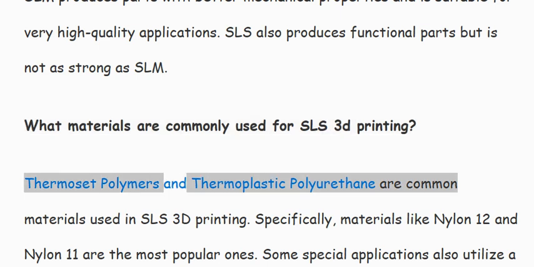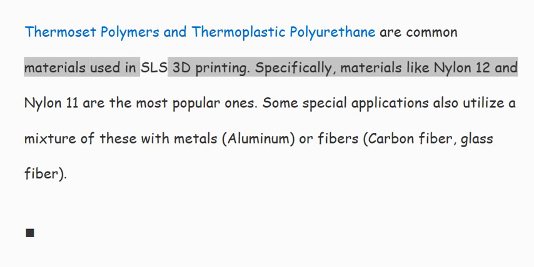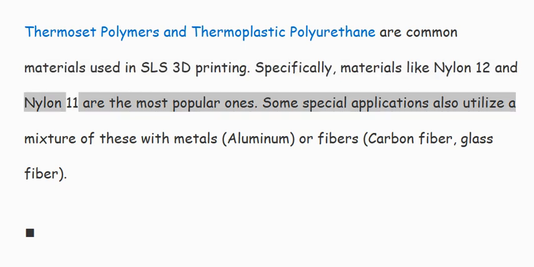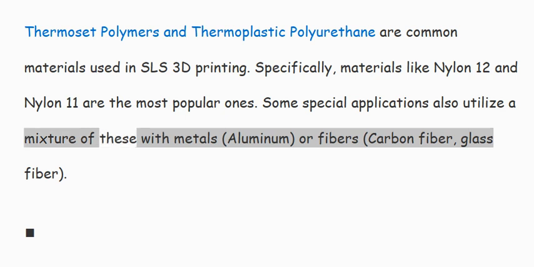Thermoset polymers and thermoplastic polyurethane are common materials used in SLS 3D printing. Specifically, materials like nylon 12 and nylon 11 are the most popular ones. Some special applications also utilize a mixture of these with metals, aluminum, or fibers, carbon fiber, glass fiber.